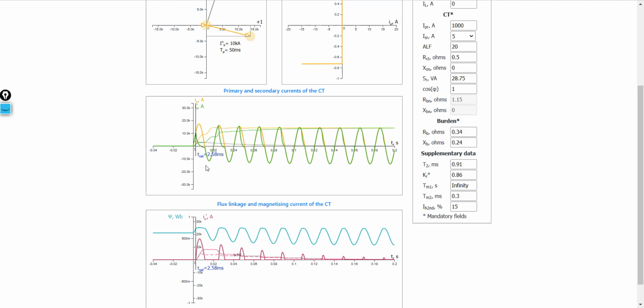We can also make the observation that if remanence is taken into account, the shortest saturation time does not necessarily occur at the maximum DC offset, as can be seen on this slim gray line.